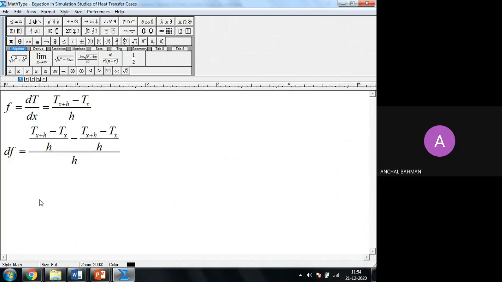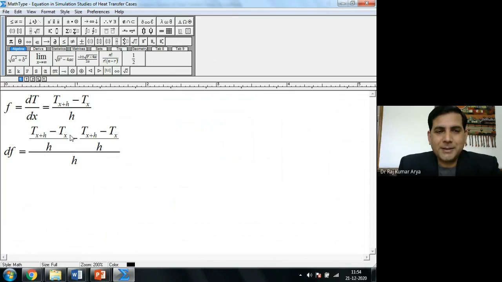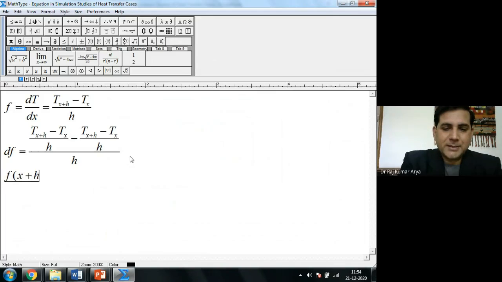The values will change according to x. Like f of x minus f of x minus h. So what should I write here? Let's come back again from there: you have f(x plus h) equal to f(x) plus h f dash x.